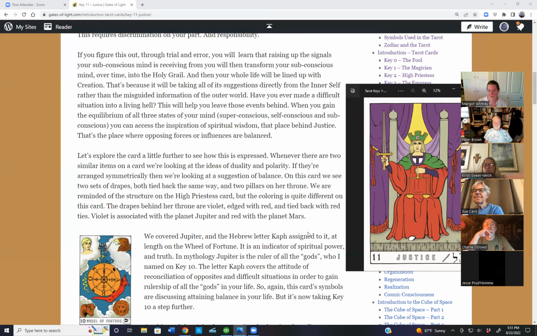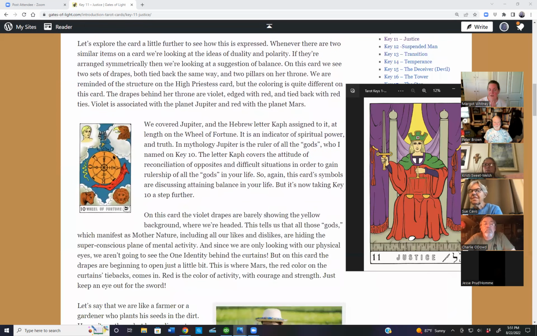card. The drapes behind her throne are violet, edged with red, and tied back with red ties. Violet is associated with the planet Jupiter and red with the planet Mars. We covered Jupiter and the Hebrew letter Kaf assigned to it at length on the Wheel of Fortune. It is an indicator of spiritual power and truth. In mythology, Jupiter is the ruler of all the gods, which I itemized to you, all the things you worship, who I named on key number 10. The letter Kaf covers the attitude of reconciliation of opposites and difficult situations in order to gain rulership of all the gods in your life.